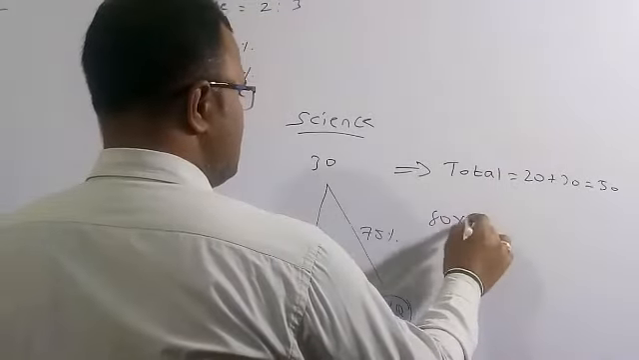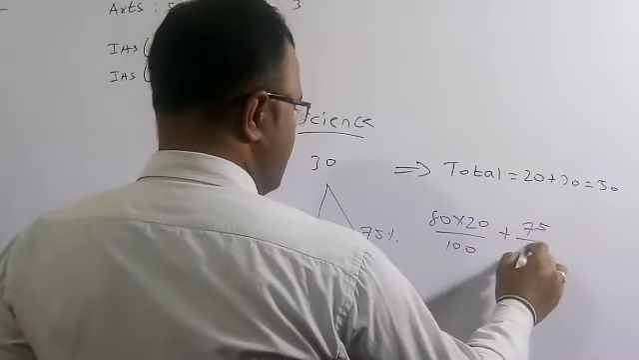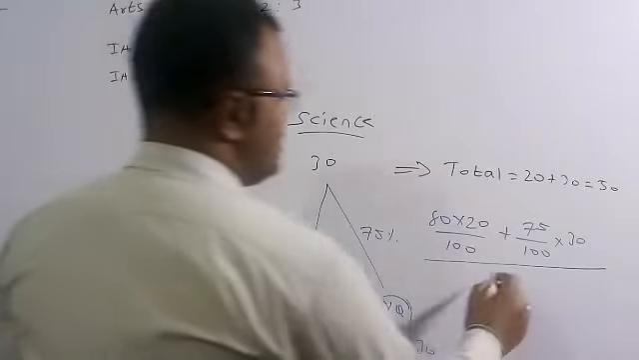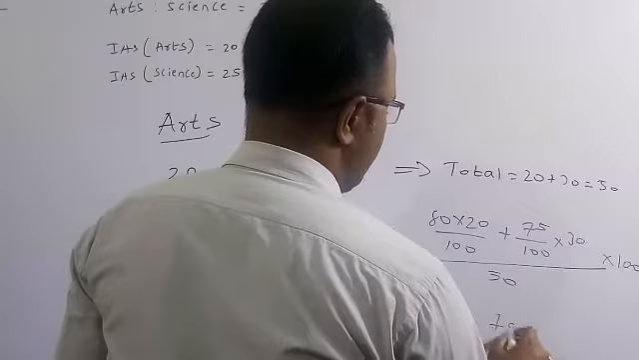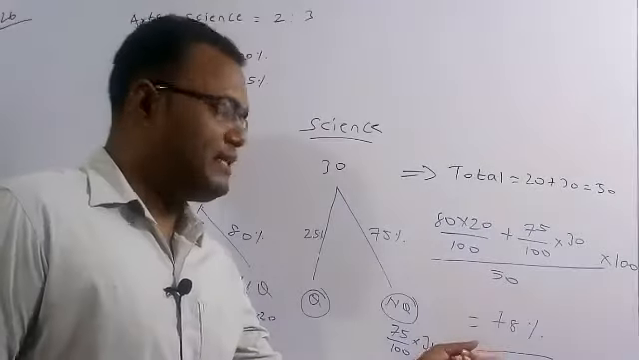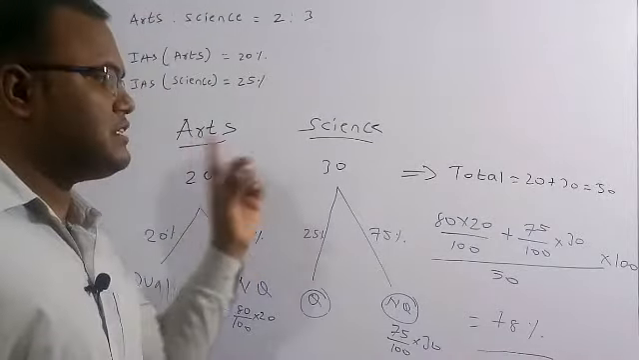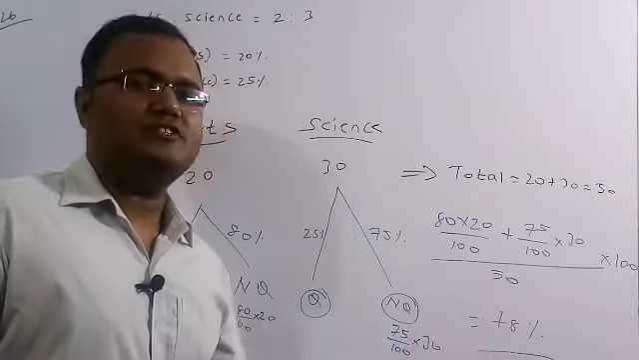So 80 into 20 by 100 plus 75 by 100 into 30. The total is 50 students, and we need the percentage. If you multiply by 100, we get 78%. So finally 78% are non-qualifiers from both the 20 students and the 30 students. So this is the correct solution of this question.